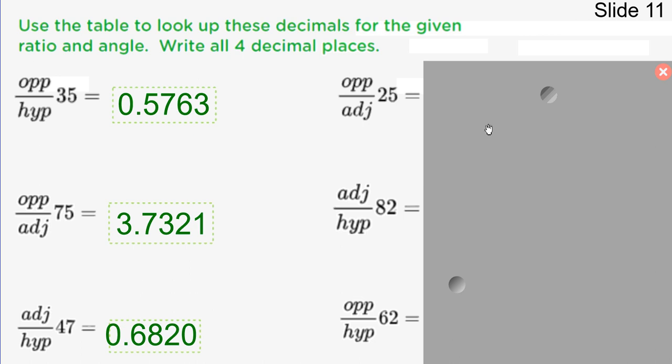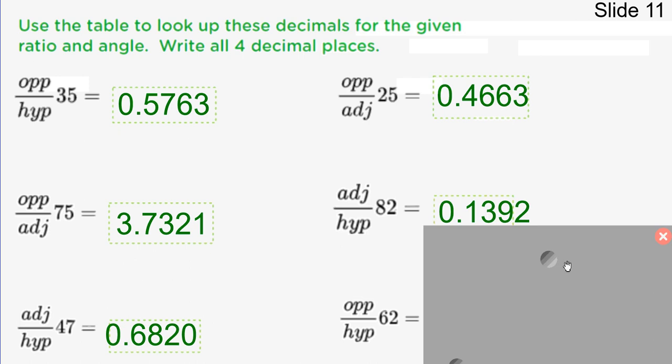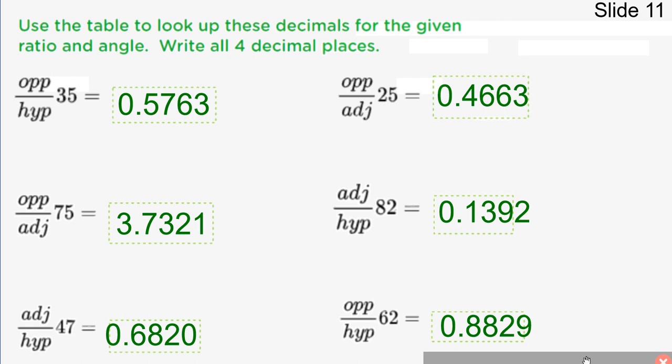All right, if things went well and you went in your column for opposite over adjacent for 25 degrees, your decimal side ratio is 0.4663. If you went to your adjacent over hypotenuse column for 82 degrees, your decimal ratio is, for the side, 0.1392. And again, if you went to your ratio column for opposite over hypotenuse for 62 degrees, your decimal side ratio is 0.8829.